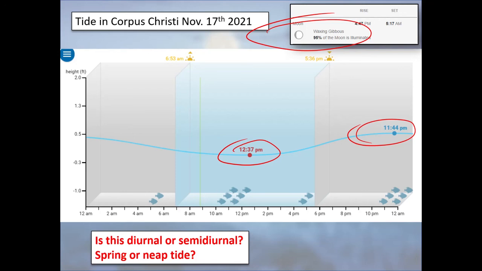So in Corpus Christi, we get relatively low tides, and we also get diurnal tides. You should know that for the test, because I'll ask you about that, especially what kind of tides we get in Corpus Christi. Okay. So anyway, I'll keep it here for now, and we'll continue the rest later.